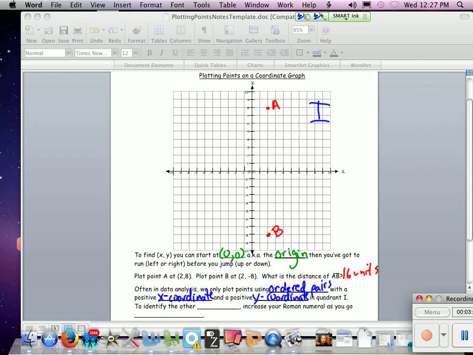But to identify the other quadrants, you have to use Roman numerals, and you have to increase your Roman numeral as you go counterclockwise as you're figuring out which quadrant is what. So that means over here, we have quadrant 2. Down here, we have quadrant 3. Should we write the numbers? Yep, you should be filling it in. And then down over here, we're going to have quadrant 4.